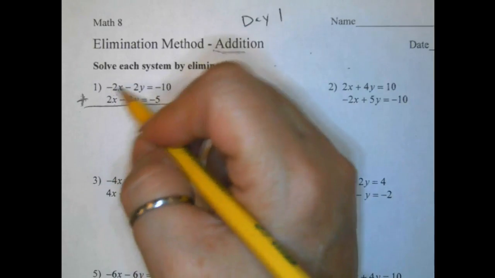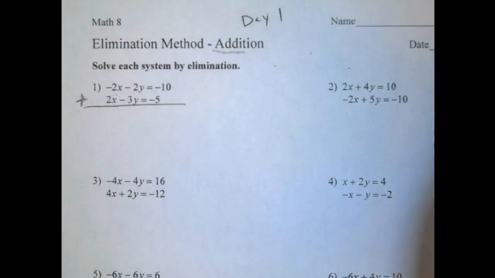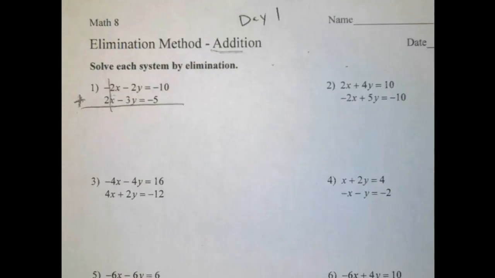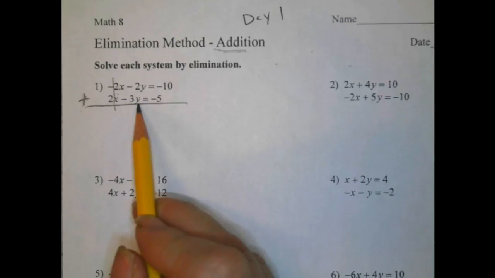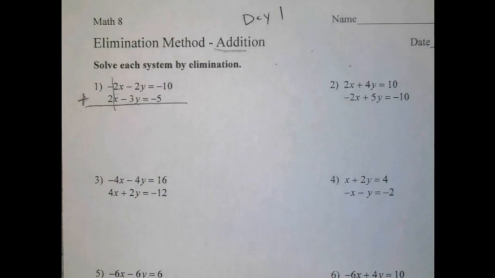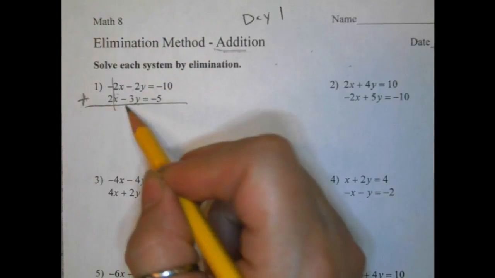But what is negative 2x plus 2x? 0. So I can just cross those out. That's elimination method. Now I've eliminated the x's. The only thing I have left in these two equations when I add them is a y unknown variable. So I'm going to go ahead and add these guys together. What is a negative 2y plus a negative 3y?